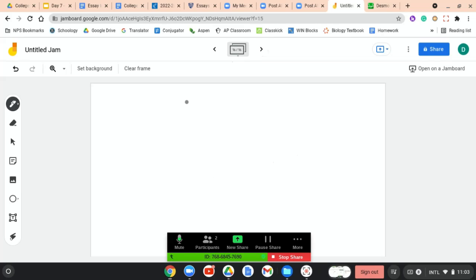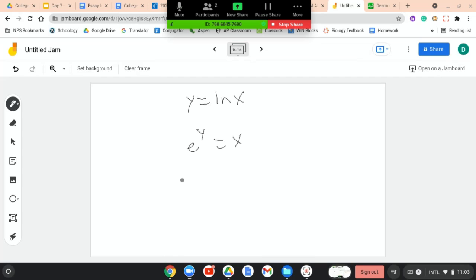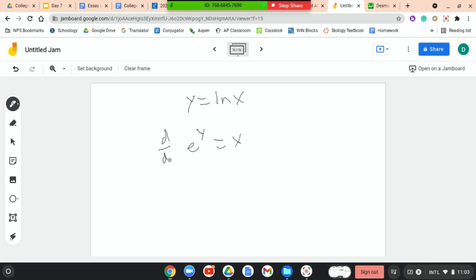Right. So would you agree we could write y equals ln x? We could rewrite this as e to the y equals x. Yes. All right. So what kind of differentiation tactic do you think I'm going to do? We did this with the arcsine. I'm going to use implicit, right? Okay, yeah. So I'm going to take the derivative with respect to x of both sides. The right side is just going to be 1.